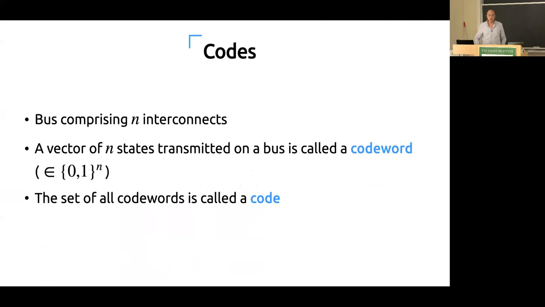So how do we actually communicate in such a way that we don't heat up the bus too much, right? Before I describe the codes, let me go through a few preliminary setup. A bus will comprise n interconnects and a vector of n states. One state of the interconnects that's transmitted on a bus will be called a code word. A code word will be an n-dimensional binary vector, and the set of all code words is called a code.